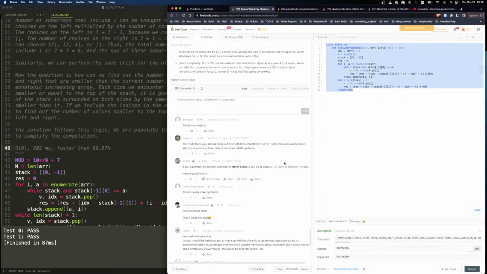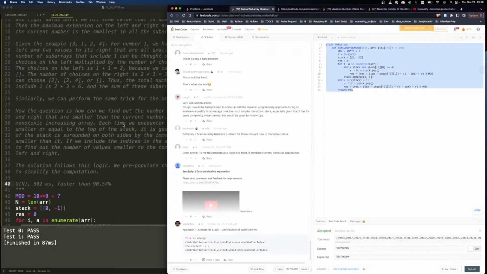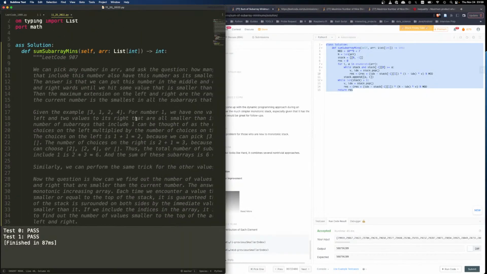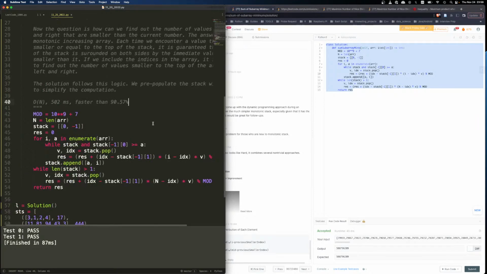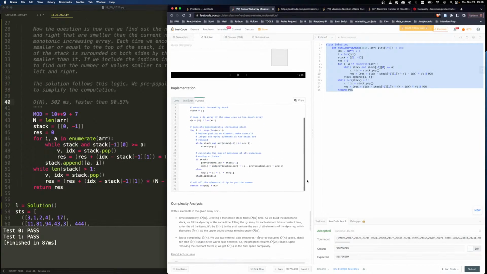People are saying this should be hard. I mean, it does have two twists, right? It does have the two twists. The first one is to figure out how to find the sum, and the second one is to figure out using monotonic. Yeah, but I'll say it's getting close to hard. What is this DP solution?